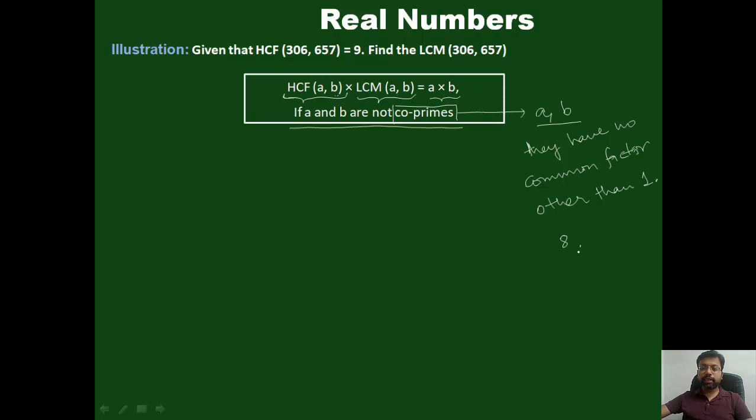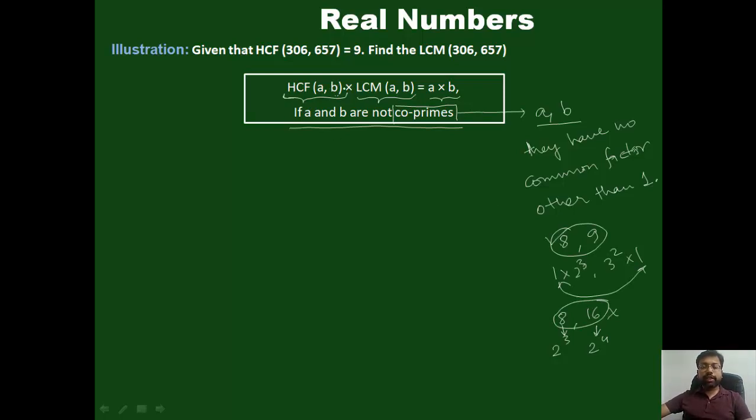For example, the numbers 8 and 9. 8 is a composite number, 9 is also a composite number, but in between them, if you write the prime factors, the factors are 1 into 2 cube and 3 square into 1. So the only common factor that they have is 1, and besides 1 there is no other common factor. So both these numbers are co-primes. What about 8 and 16? 8 has 2 as a factor, 16 also has 2 as a factor. So these two numbers are not co-primes, but 8 and 9 are.